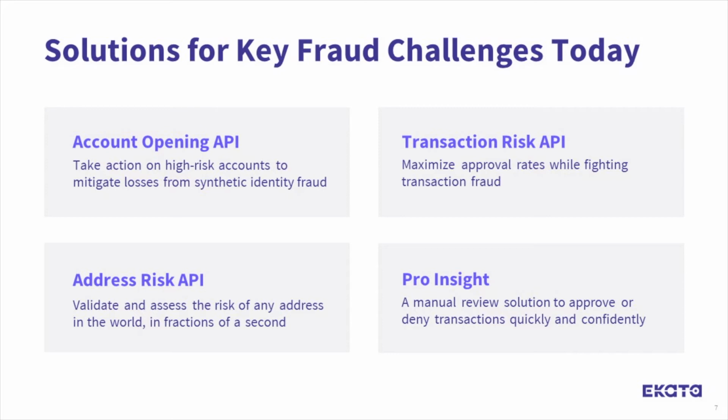Pro Insight is our manual review solution where you can review every single transaction and make your decision based on the relationship with the identity elements that are present, namely name, phone, email, IP, and address. And you can also look at the behavioral aspect of it. So this is where you can look at whether this identity is being used for fraudulent purposes or not. It can especially be helpful for account takeover scenarios.